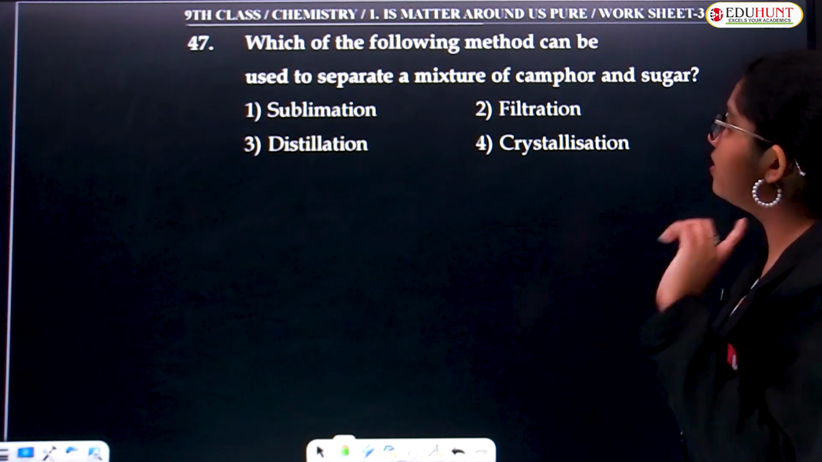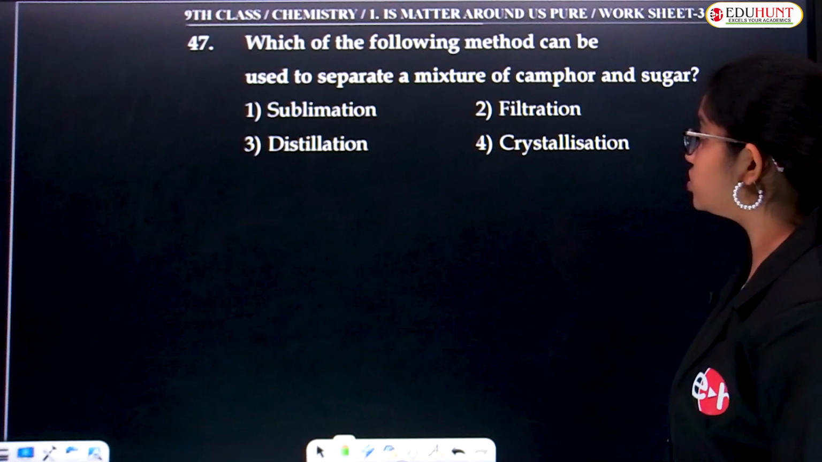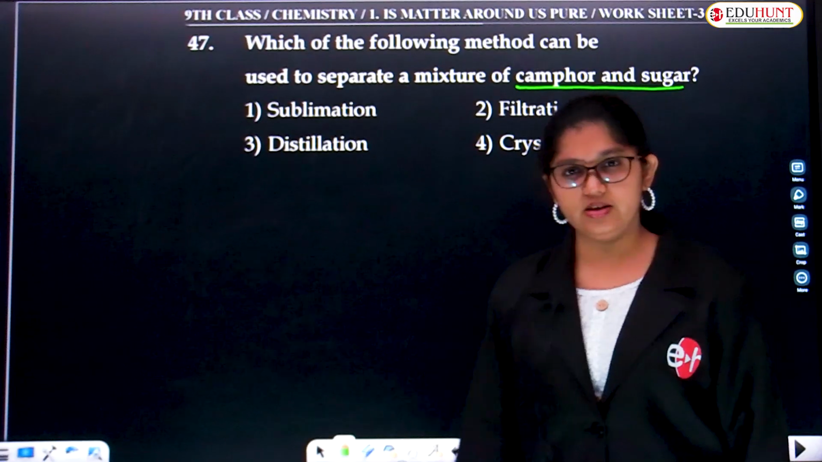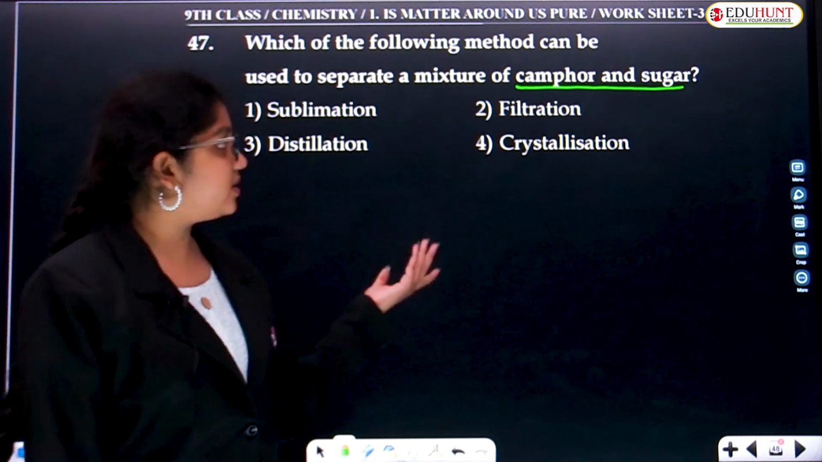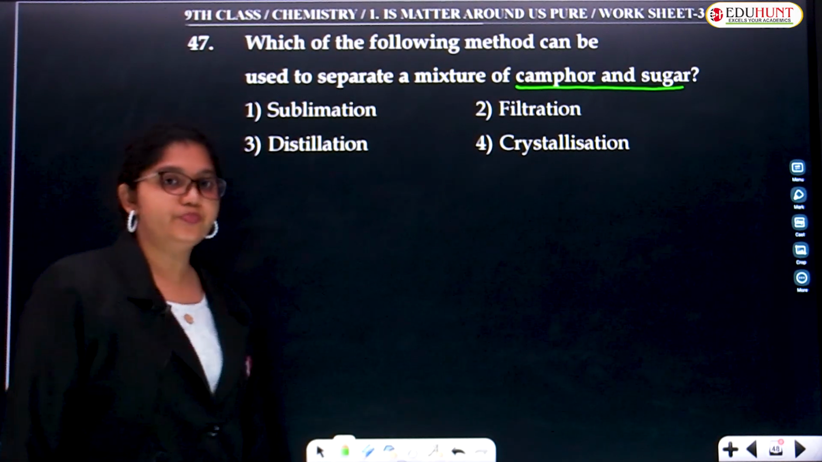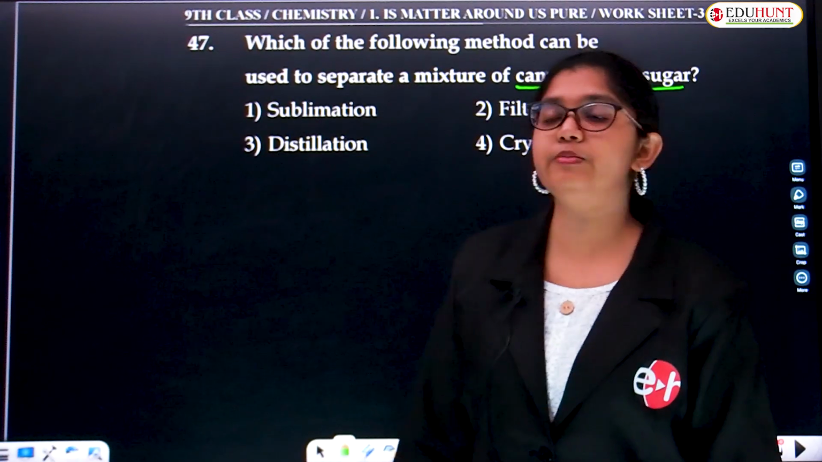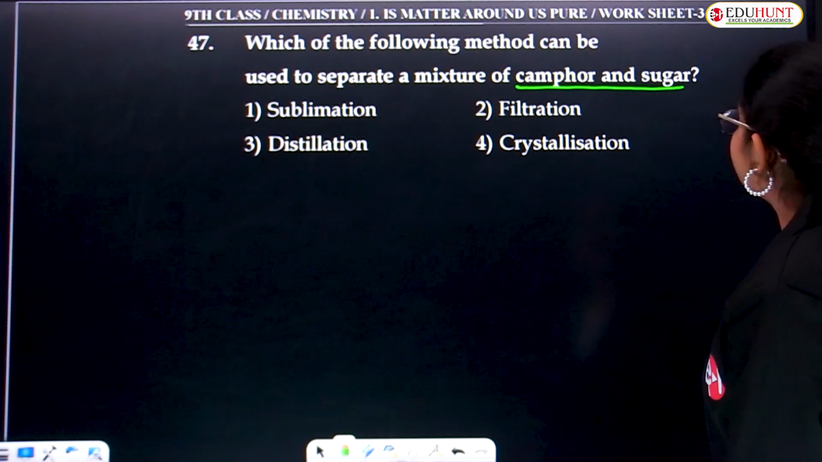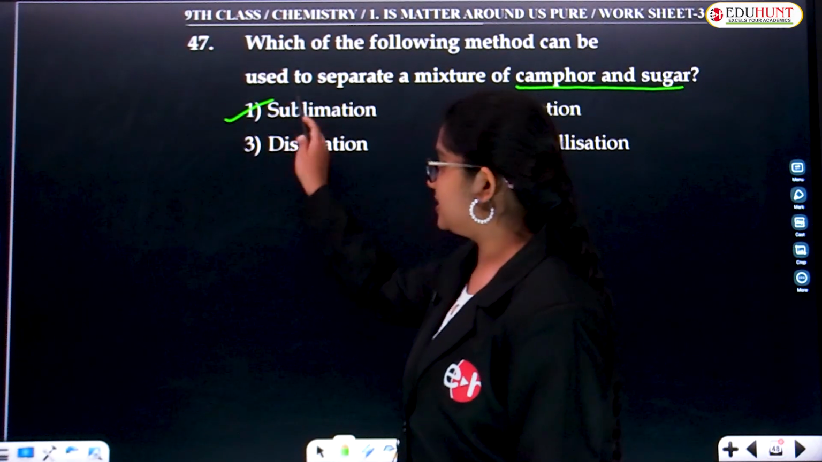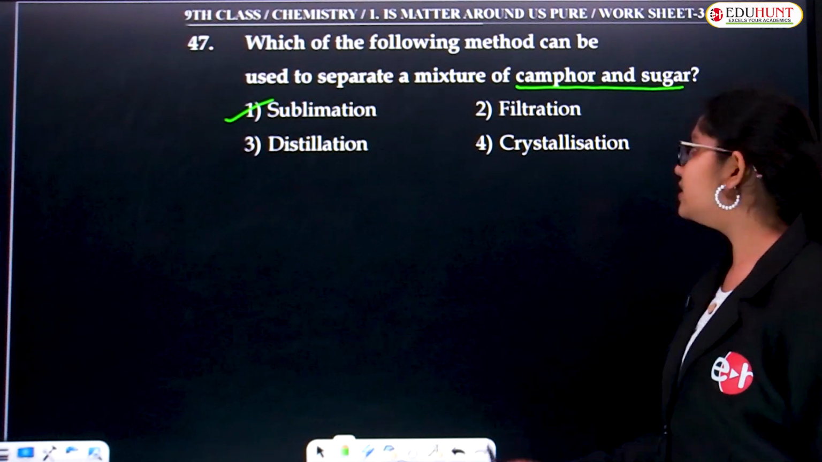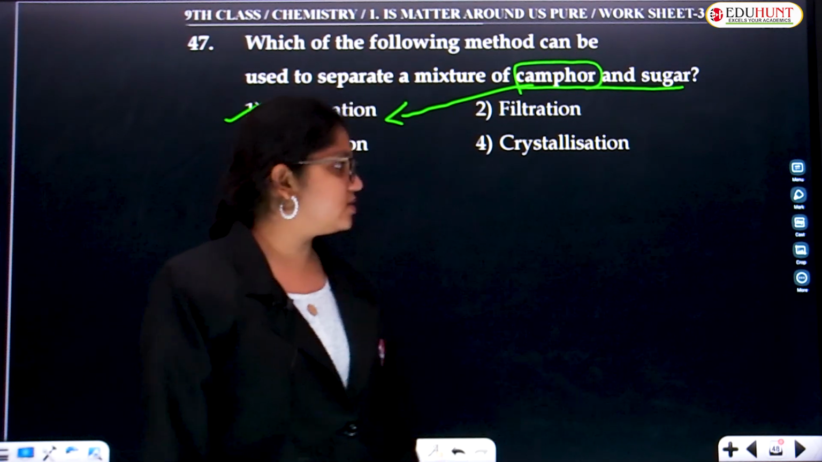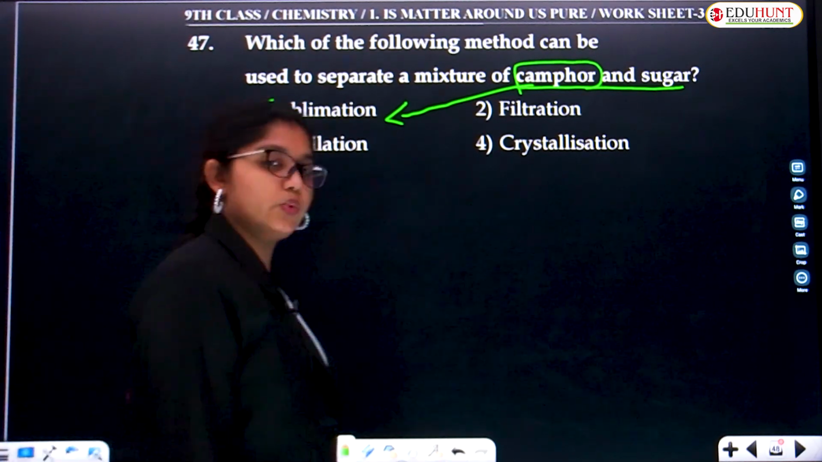Question number 47. Which of the following methods can be used to separate a mixture of camphor and sugar? This is a repeated bit, na? Yes, no? Camphor and sugar experiment is also there. By what process can we separate the camphor from sugar? Which process? Tell me. We have options here: sublimation, filtration, distillation and crystallization. Very good. Option 1, sublimation. Wherever you see camphor, it gives you the answer sublimation. No, before previous which we have solved. Yeah, okay. Next question, question number 48.